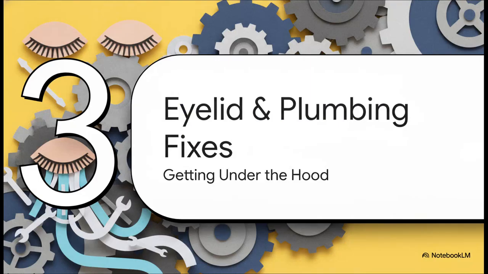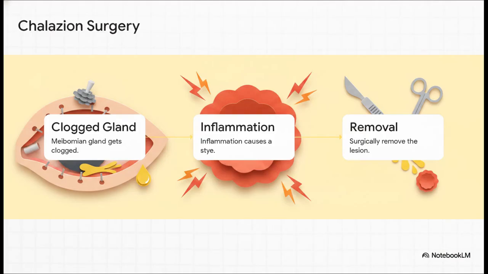Now that we've got the blueprint down, let's step into the workshop in Section 3, eyelid and plumbing repairs, getting under the hood. Just like any mechanical component, those oil-secreting meibomian glands along your eyelashes can get backed up. When they clog, the duct gets inflamed and balloons into a lesion you probably know as a sty. To fix it, doctors do what's called chalazion surgery. It's this highly precise surgical cleanout where they remove the sty and get that vital protective oil flowing freely again.